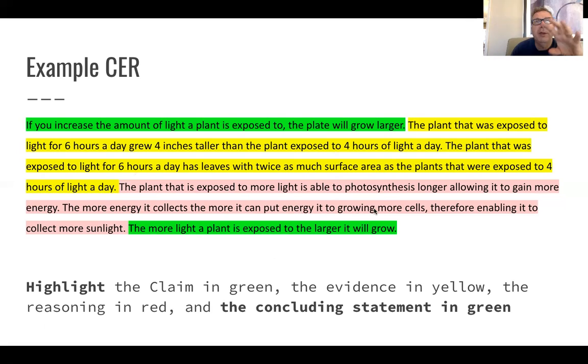Don't think that the more you write, the better it will get. I think sometimes the more we write, the more confused we get. All right. So keep it simple. That's really the only thing that I can tell you. So again, this is for our photosynthesis lab simulation that we're going to be doing next unit. We will be practicing writing CERs.